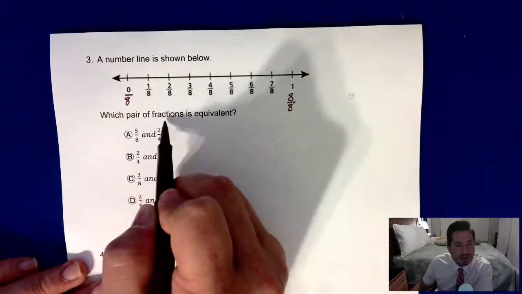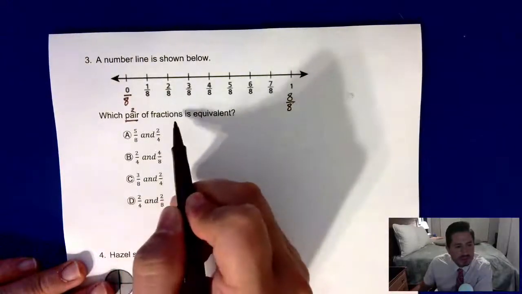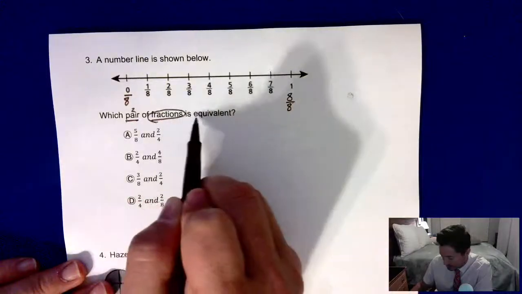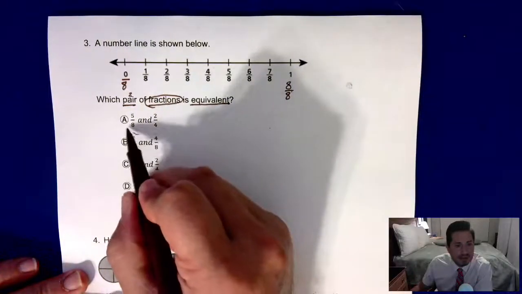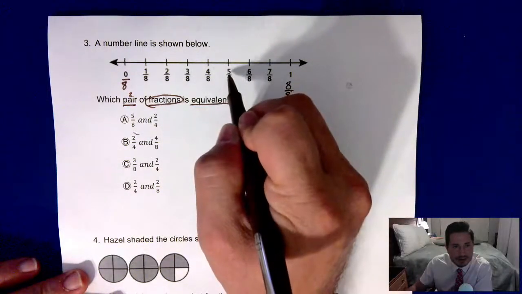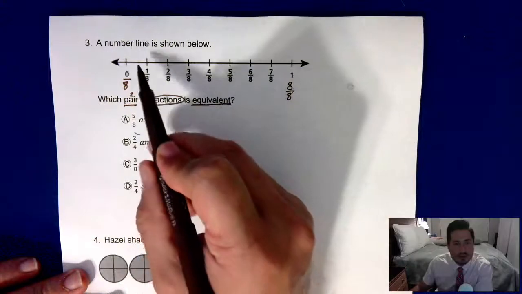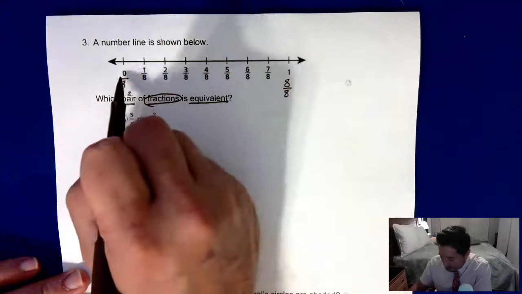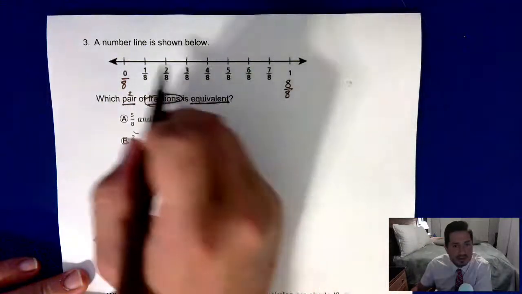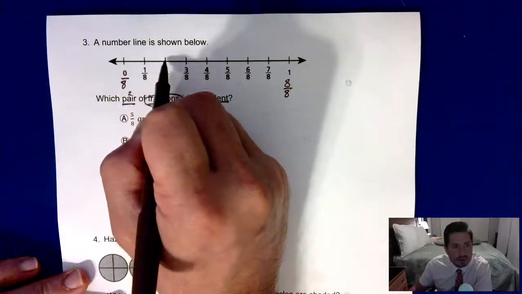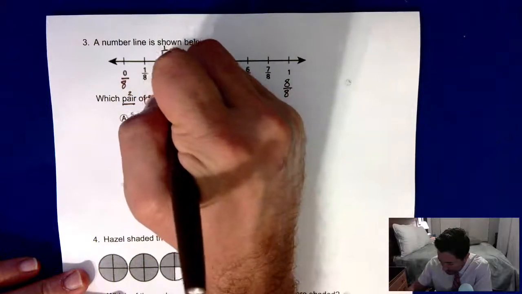Which pair of fractions? Pair means two. So which two fractions is equivalent? Okay. A is 5/8, would be right here. It's equivalent to 2/4. Okay, so if I need to make fourths. Fourths is if I split this thing into 4 pieces. Right now it's into 8 pieces. So if I go for every 2 pieces, I do a fourth, 1/4.